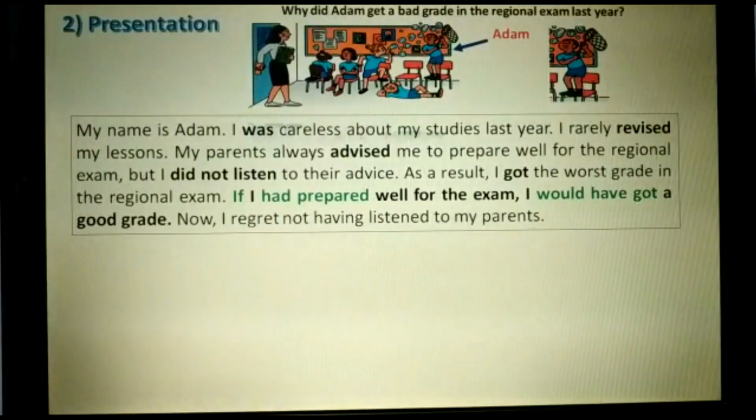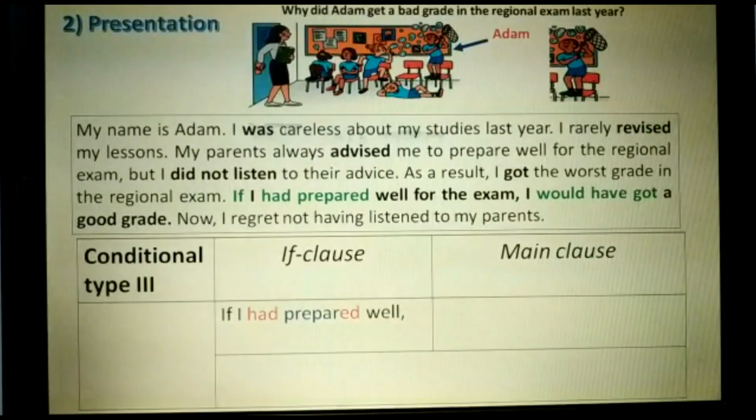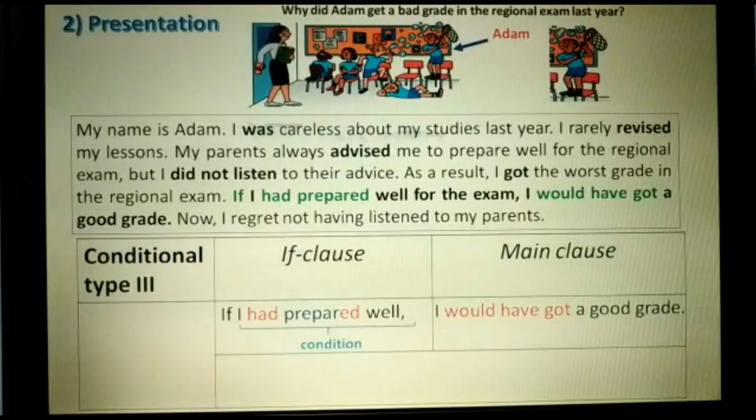Okay. First, because he was careless about his studies. Second, he rarely revised his lessons, and he didn't listen to his parents' pieces of advice. Okay? So in this paragraph, as you can see, there is a conditional sentence, which is: if I had prepared well for the exam, I would have got a good grade. This is a conditional sentence type 3. The if clause is "if I had prepared well"; this is the condition. The main clause is "I would have got a good grade"; this is the result. Good.